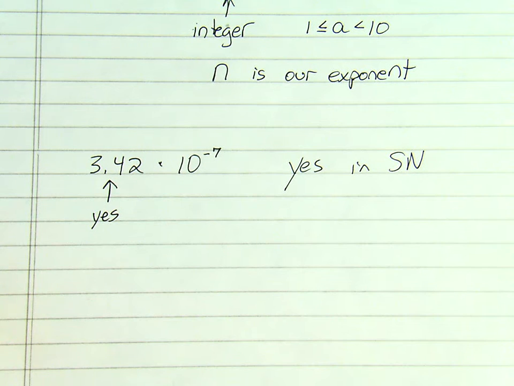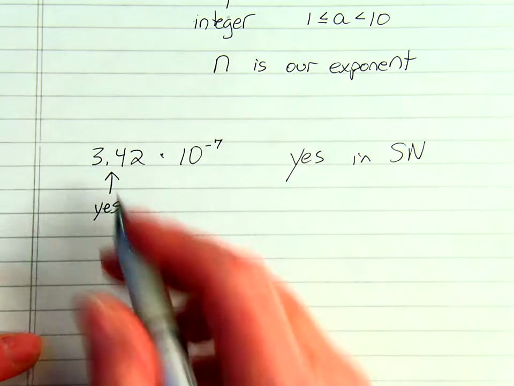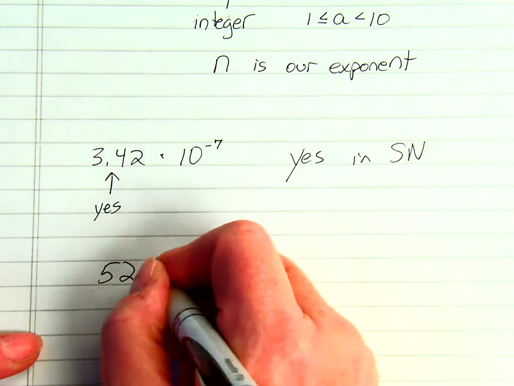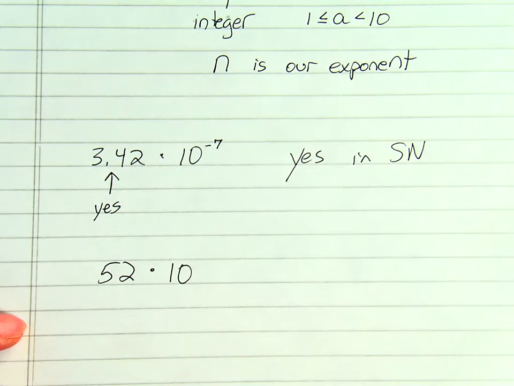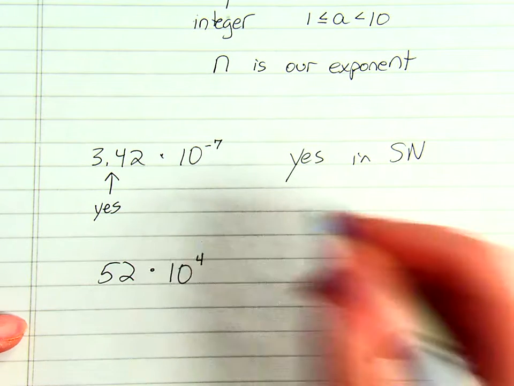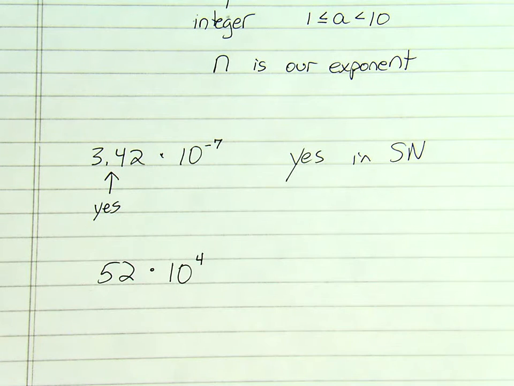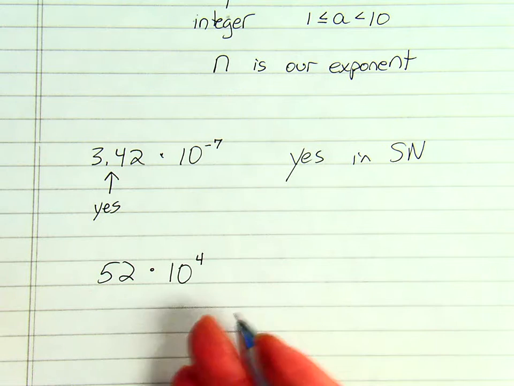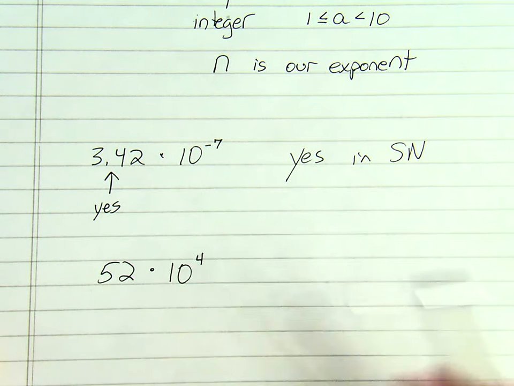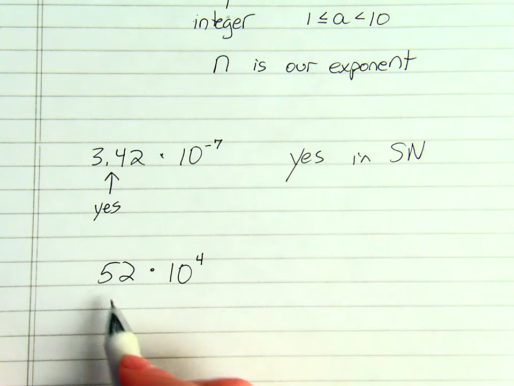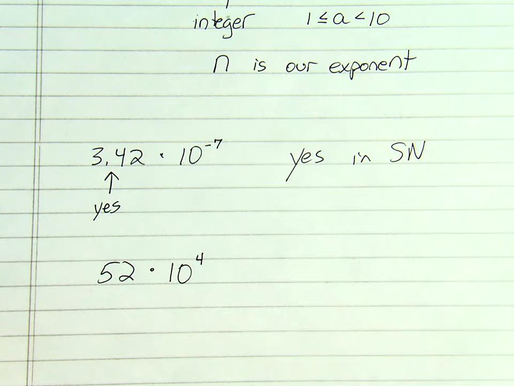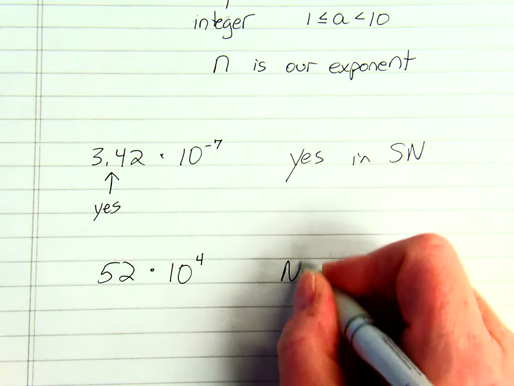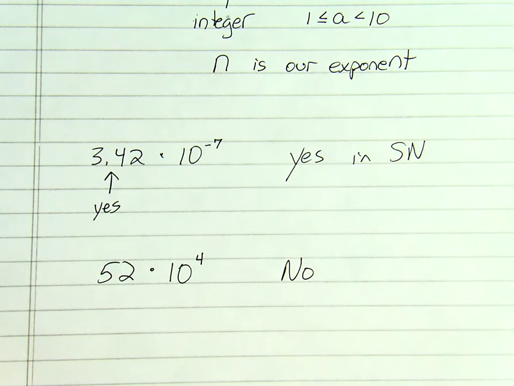And we'll just be using SN for scientific notation because I am lazy. Okay, so let's look at our next one, which is going to be 52 times 10 to the 4th. Okay, so first of all, do we have two factors? Is this a product of two factors? Yes. 1, 2, we have two factors. Is 52 a number that is greater than or equal to 1 and less than 10? No. In no one's world is that a number that is greater than or equal to 1 but less than 10. So this is a no. This is not in scientific notation.